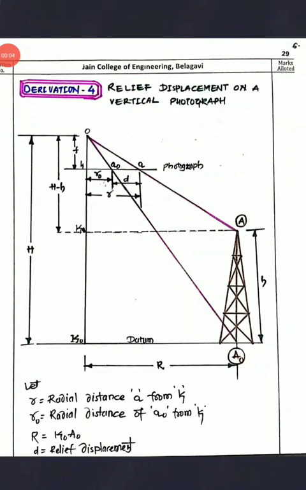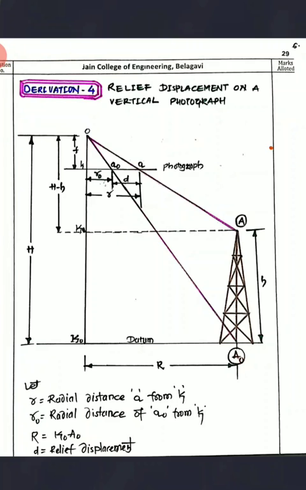This is derivation number 4, the fourth derivation of aerial photogrammetry, and here we are going to derive the relief displacement, how to find out the relief displacement. Before going to the derivation, you should understand what relief displacement means. Relief displacement is the radial distance between where an object appears in an image and where it actually should be.